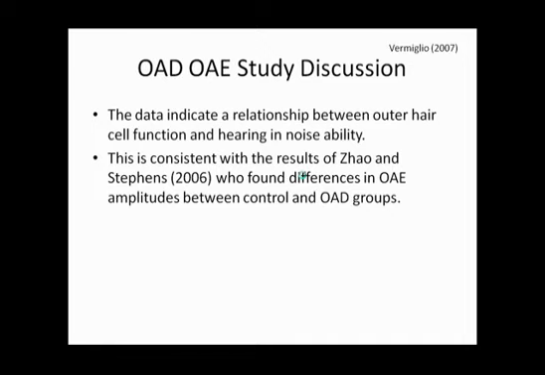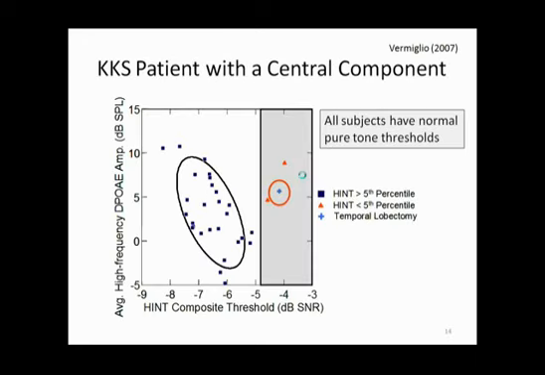This is consistent with the results of Zhao and Steffens in 2006, who found differences in OAE amplitudes between control and OAD groups. Actually, they didn't call their group an OAD group. They called it a King-Kopetsky syndrome group, which is basically the same thing: normal audiograms, but the self-report of difficulty recognizing speech in noise. Now here is a KKS patient with a presumably central component.